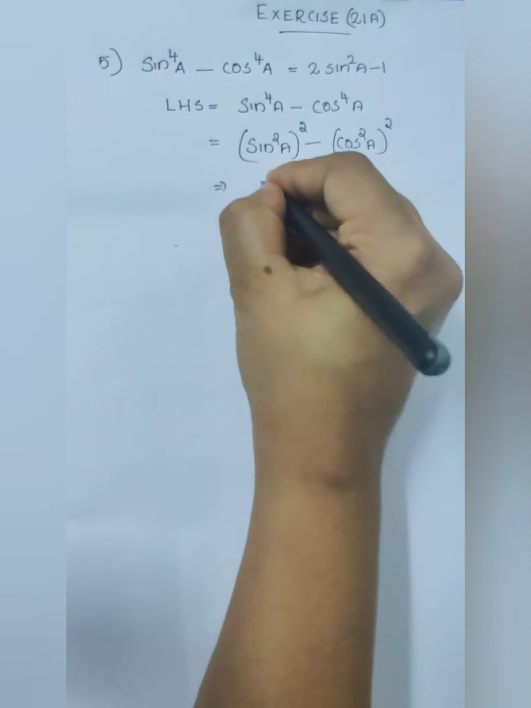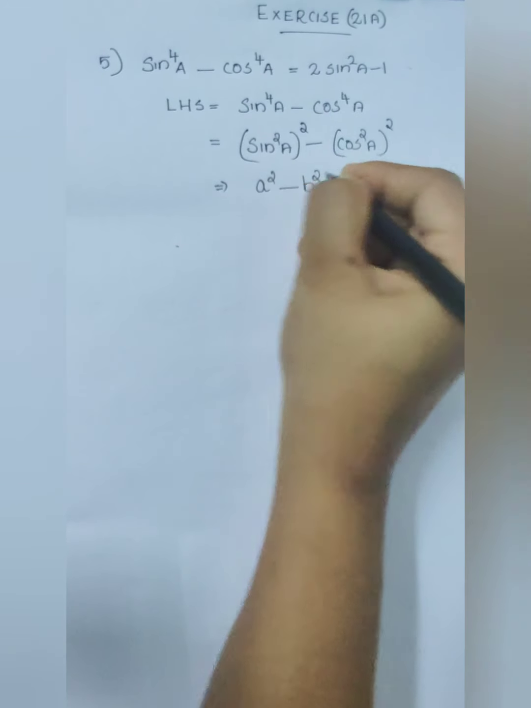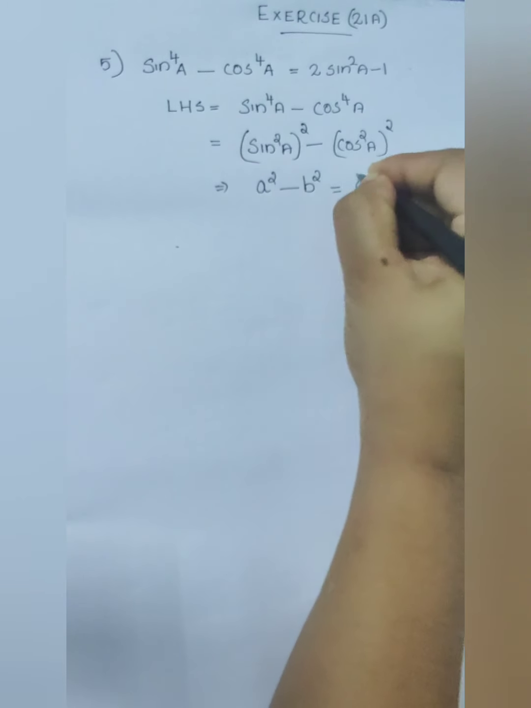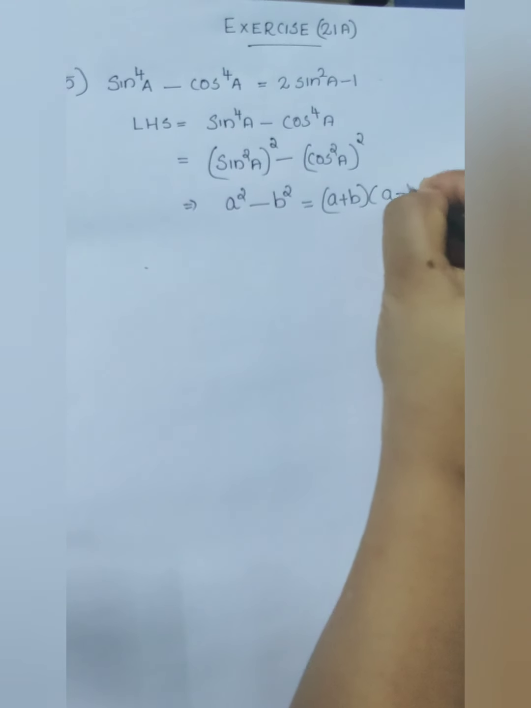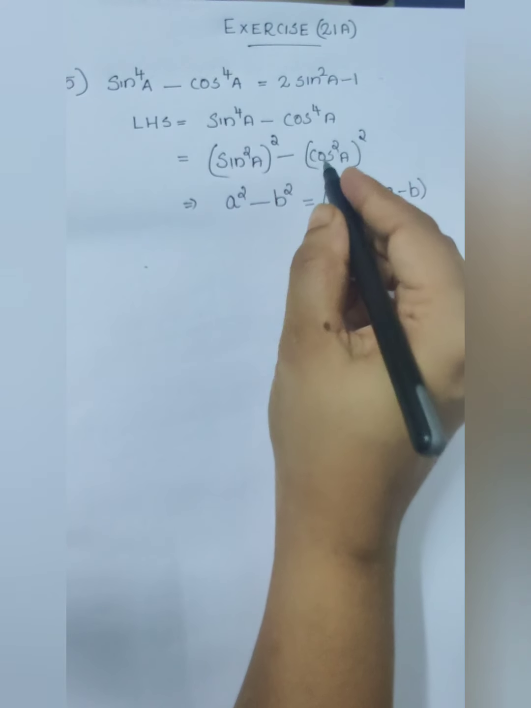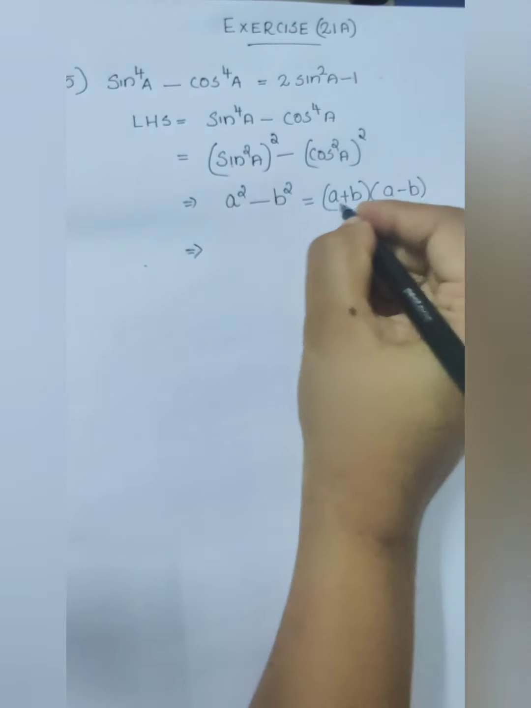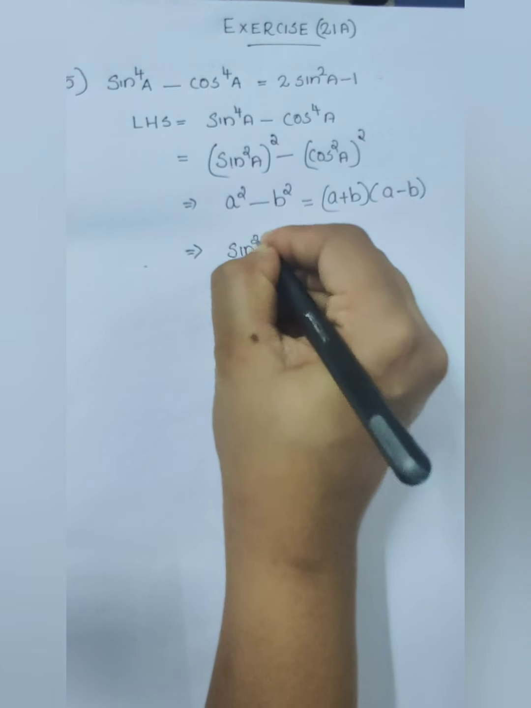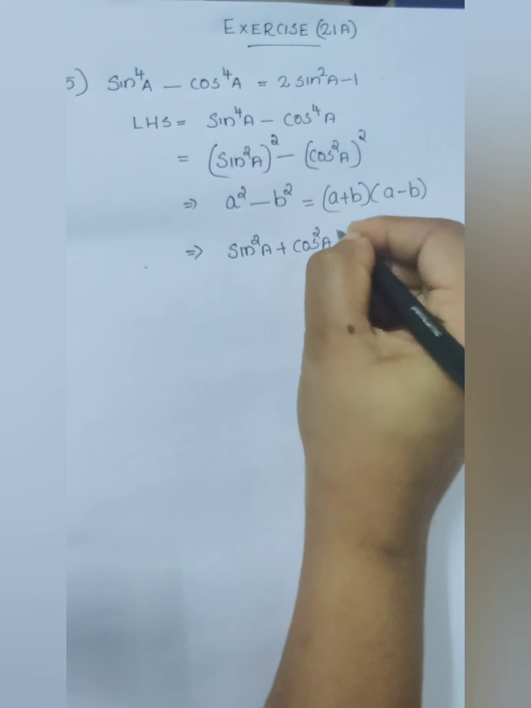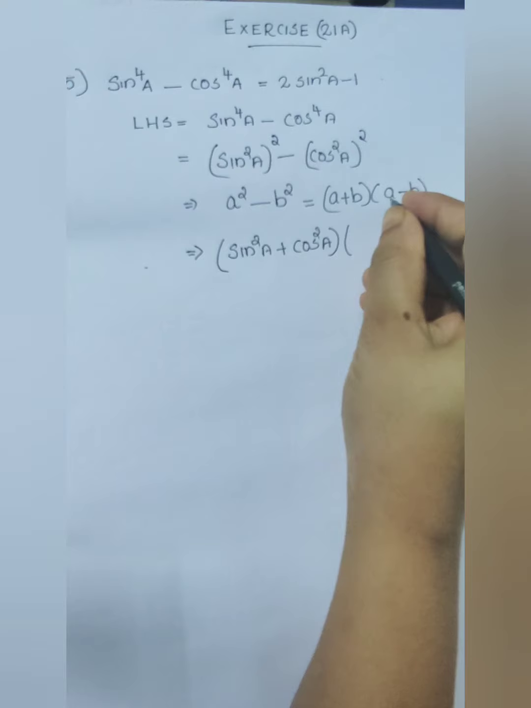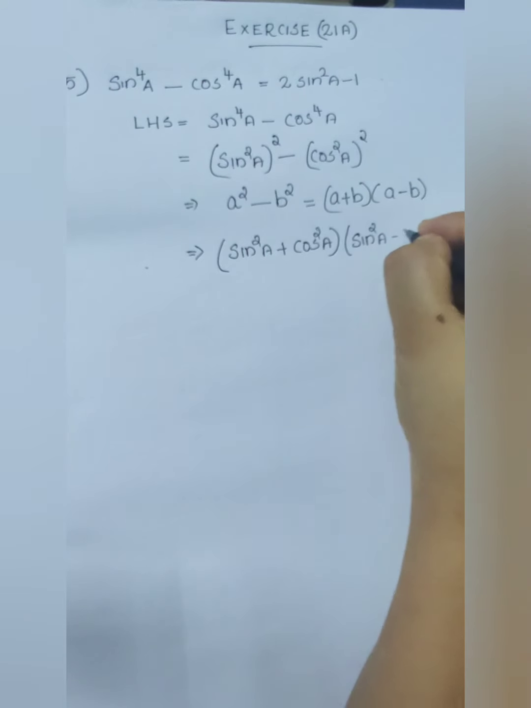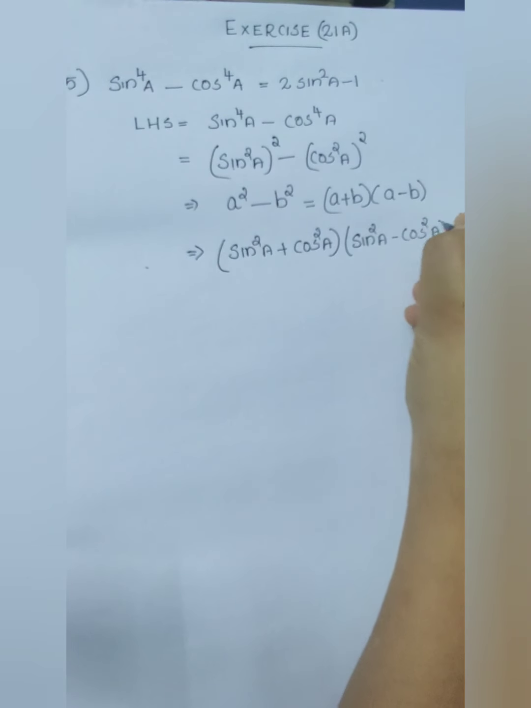Now this is in the form of a square minus b square, and we have a square minus b square equal to a plus b into a minus b. Here we have a equal to sine square a and b equal to cos square a. Now a plus b, that is sine square a plus cos square a, put inside a bracket. Now a minus b, sine square a minus cos square a.